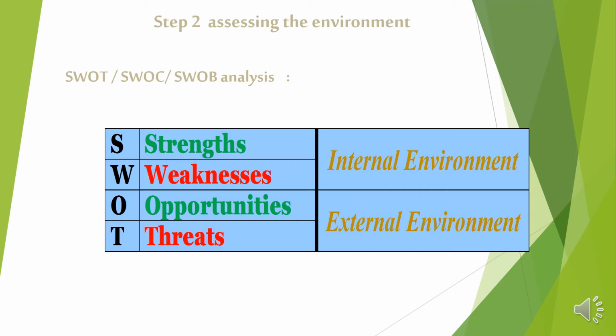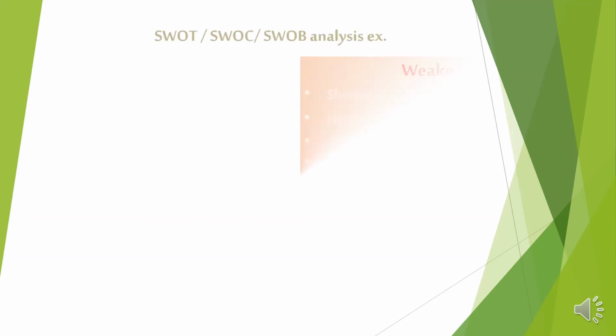I have to mention one very important thing here. You cannot mention one item in both the strength points and the weakness points. For example, don't say that we have enough staff in the strengths, and at the same time in the weaknesses say we have a shortage of staff. It cannot be. I will explain it in the next slide.